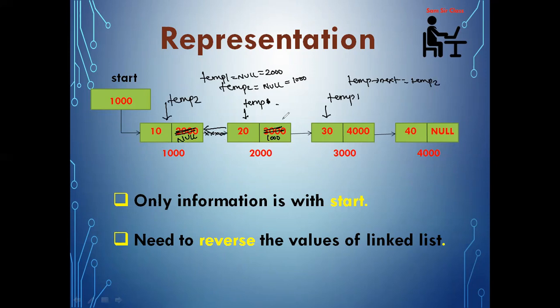After that, again follow the same procedure. To whom temp is pointing, that will become temp2. To whom temp1 is pointing, that will become temp. Again follow the procedure. Temp next will become temp1. Temp next is now temp2, so this will become 2000. So the link will be this one.